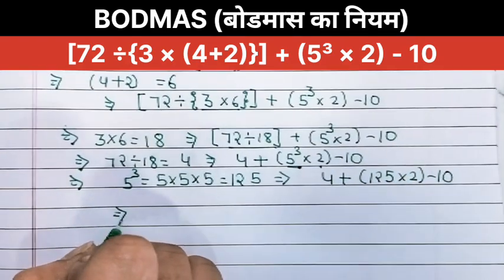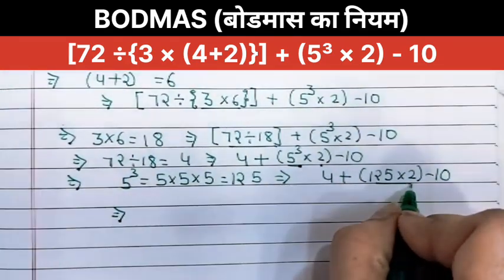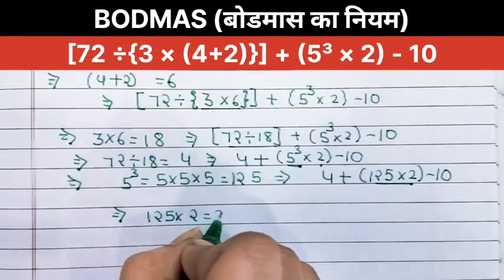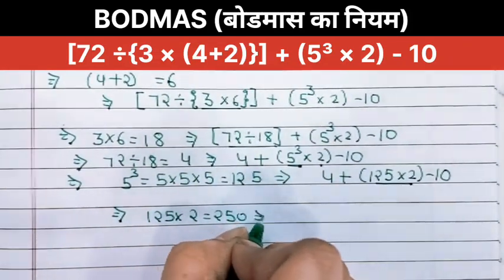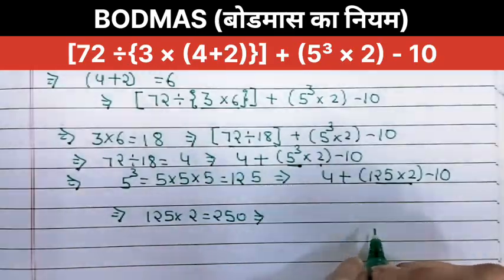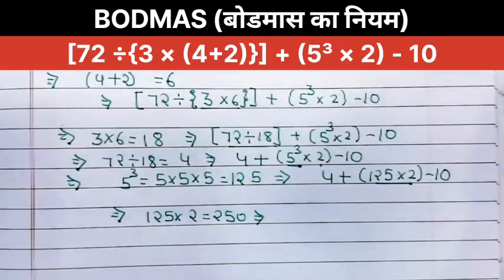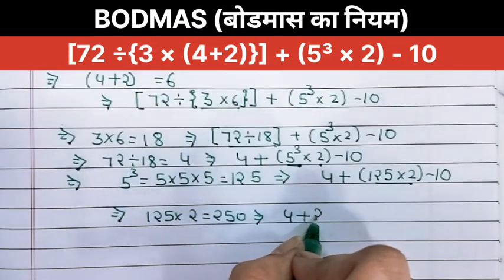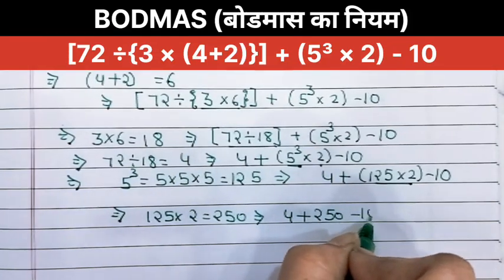So now move to the fifth step, complete the parenthesis, which is 125 multiplied by 2 equals 250. Now according to this step, we multiply the numbers to completely eliminate the final pair of parentheses. So now the current expression becomes 4 plus 250 minus 10.